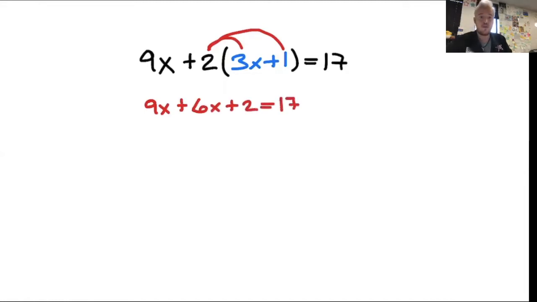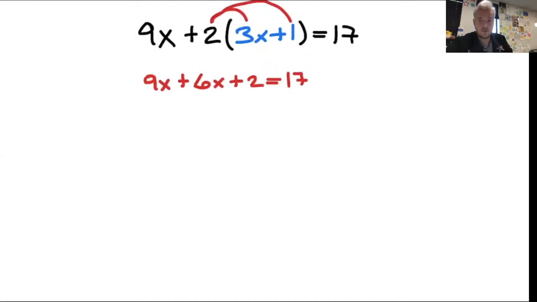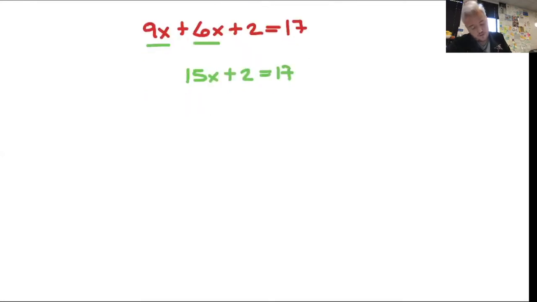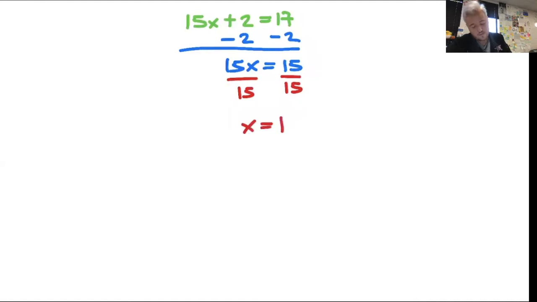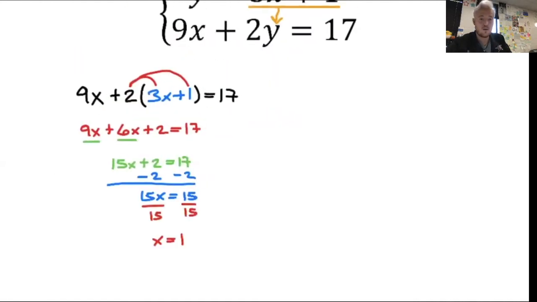equals 17. All right, so once again, just as before, like unit 1, solving equations. So you got to combine like terms and do your inverse operations. So 9x and 6x combine to give you 15x. So I have 15x plus 2 equals 17. So now I'm going to subtract 2 on both sides. So 15x equals 15. Now you want to divide both sides by 15. So 15 divided by 15 gives you 1. All right, so I found the x value.